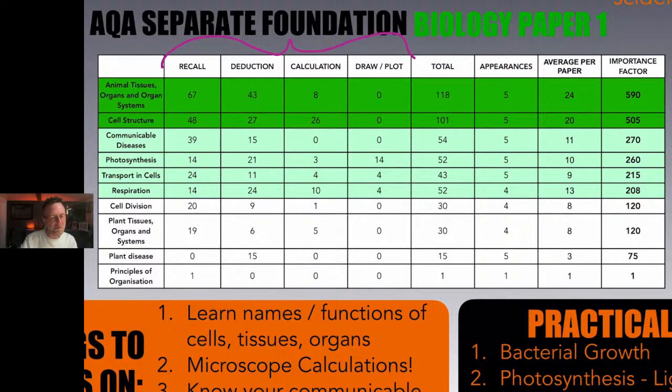Calculations speak for themselves. Obviously, you're going to have to put some numbers into your calculators. And then lastly, draw plot is where they basically just give you some information and you need to plot a graph. That's all it is. It's a skill in itself. It's easy marks. So those are the 4 different types of question that come up. And you can see there's differences between each of these different topics, okay?